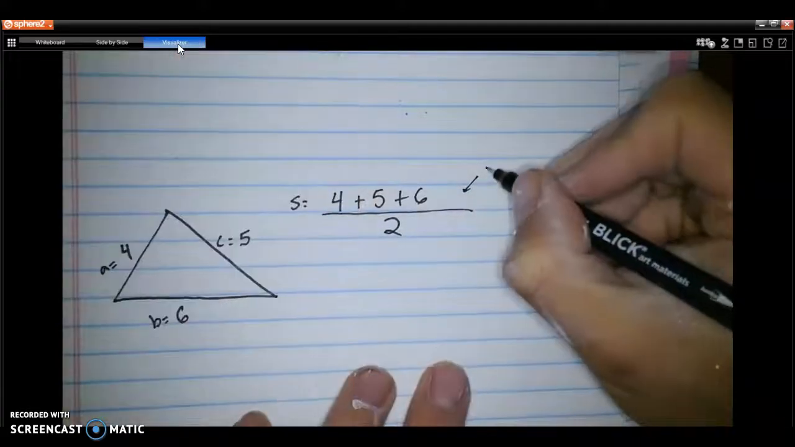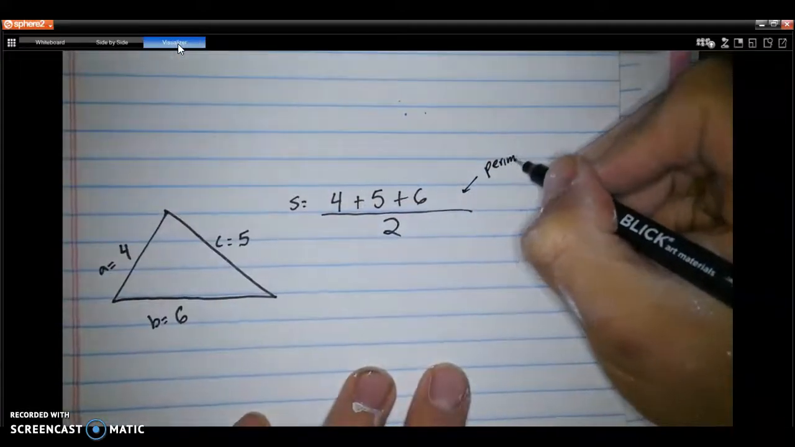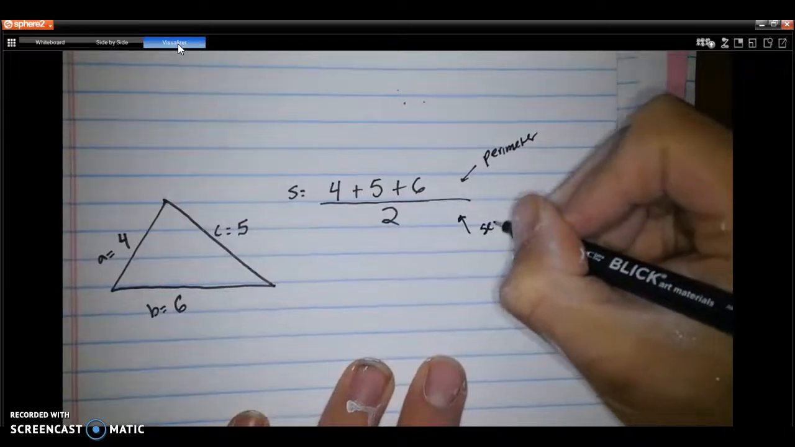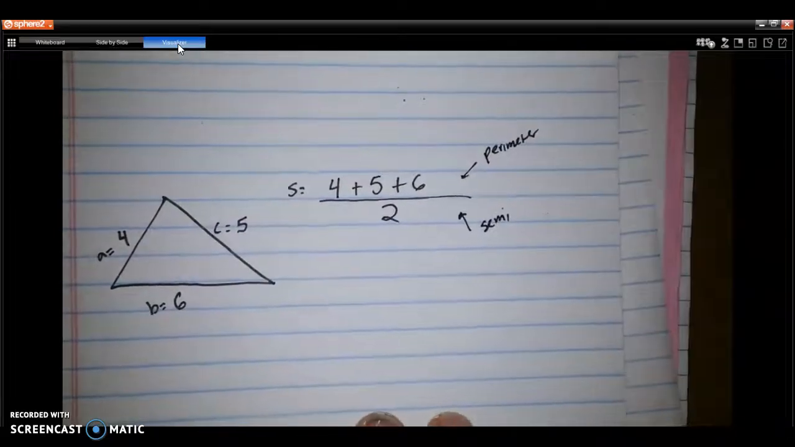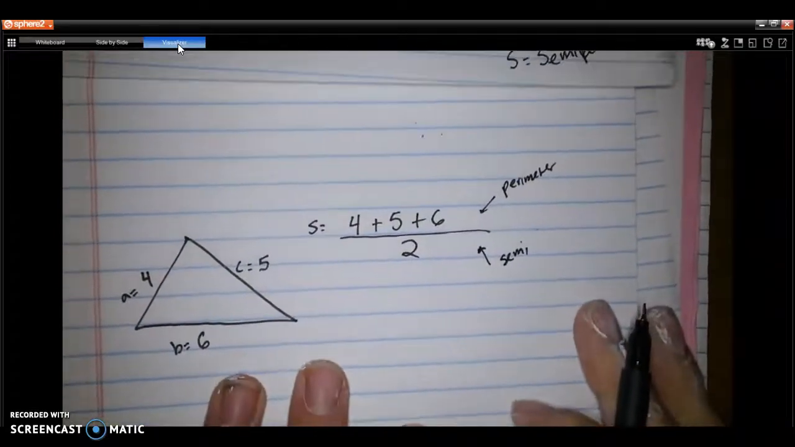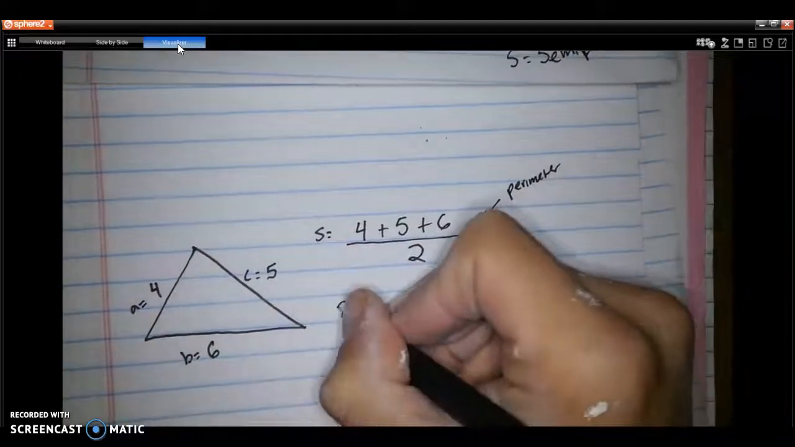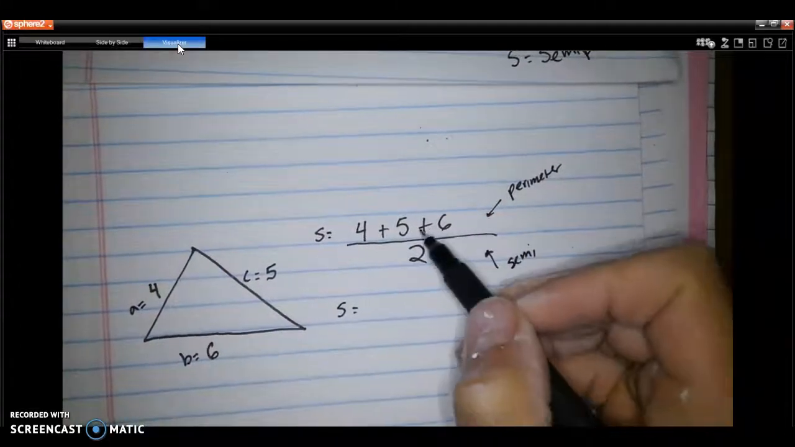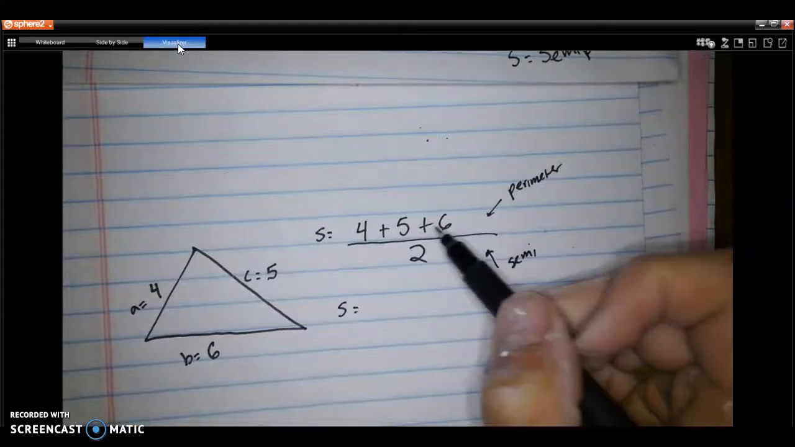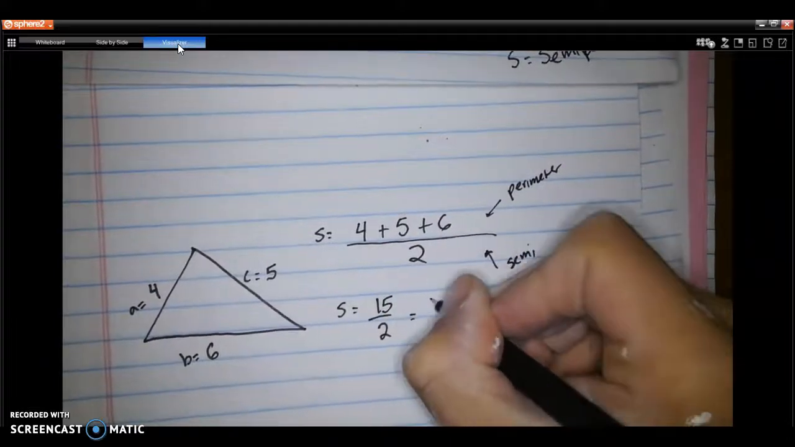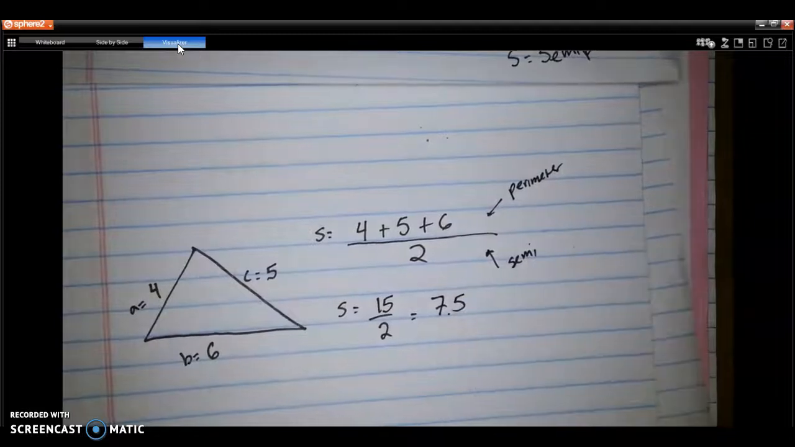Let's slide this up. Here's our perimeter, and this is what makes it semi, by dividing it by 2. Semi-perimeter. Now, if we want to fill this into our area, well, let's simplify this first. 4 plus 5 is 9. 9 plus 6 is 15 over 2, which is equal to 7.5. No problem having decimals here.